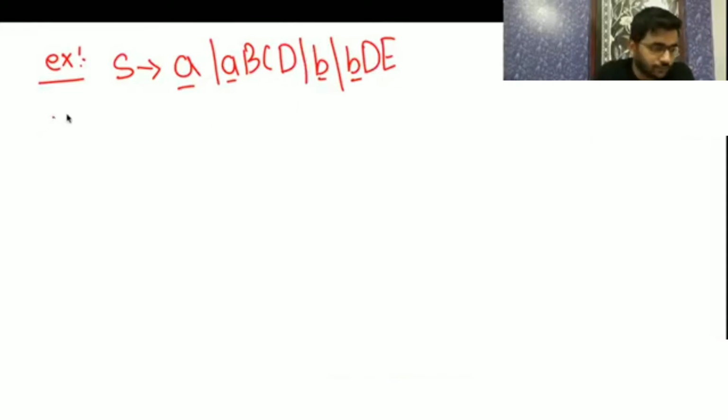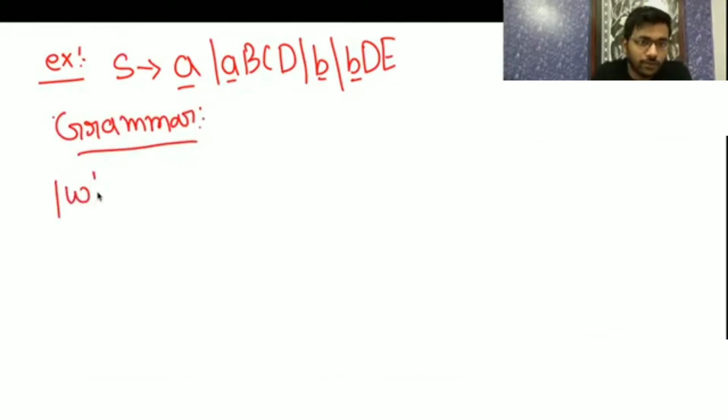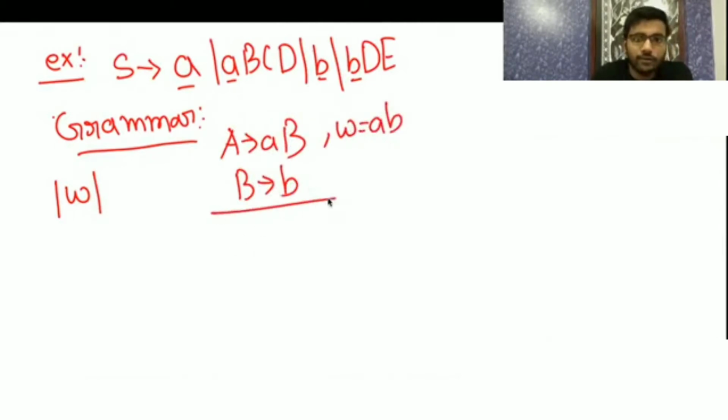Understood? Now take one grammar. Here in GATE they have asked that if the length of the string is mod W, then what number of steps you require to derive a string of length W. So I am taking a grammar and then I am trying to get the answer. This is a grammar which is in GNF. Now I want to generate the string AB. How will I do it? A is the start symbol here. AB, then in place of B. See, I got it in two steps only.